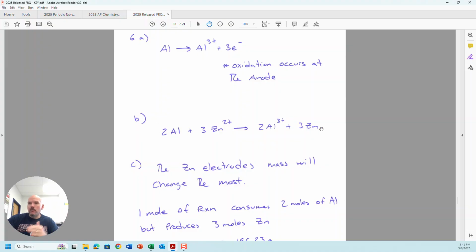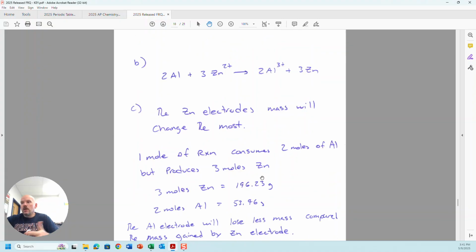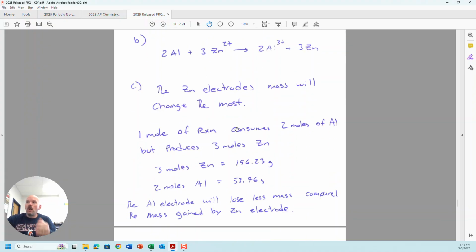And that's for every 1 mole of the reaction. Now, it's impossible for 1 mole of the reaction to occur because we're only starting with 50 grams, but the idea holds true. So what I'm saying is 1 mole of the reaction consumes 2 moles of aluminum, but produces 3 moles of zinc. 3 moles of zinc times the molar mass of zinc is 196 grams.